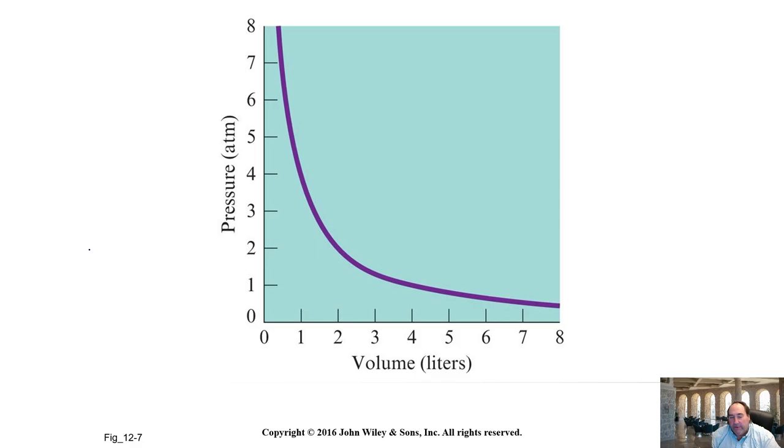Here's a graph of Boyle's Law, the relationship we were talking about. What we see here is at a small volume, we have a pretty high pressure, right? And at a larger volume, we have a smaller pressure, right? So again, that relationship of the volume and how much room the gases have to fly around is important in terms of the number of collisions and the pressure we associate with it.